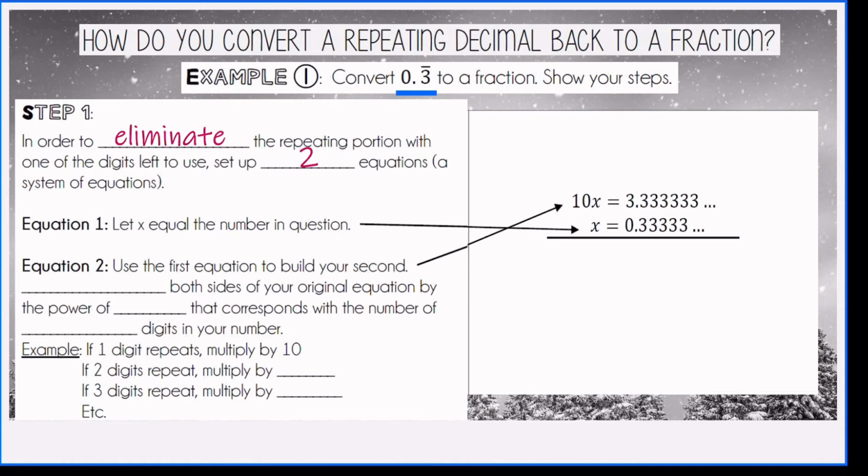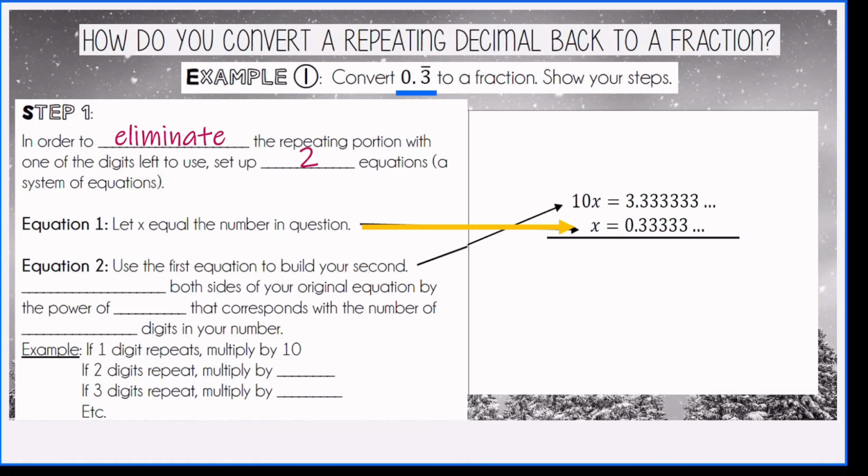And for those that didn't see the number we're converting, it's at the top of your page. I just underlined it. We let x equal whatever our repeating decimal is. You can write however many repeating 3's you want. It doesn't matter, okay? Then we're going to use the first equation to build our second equation.